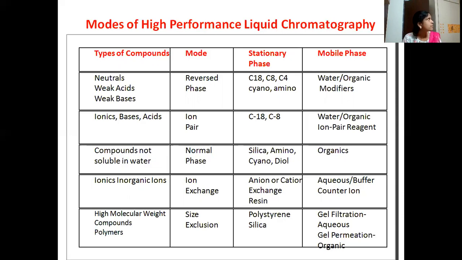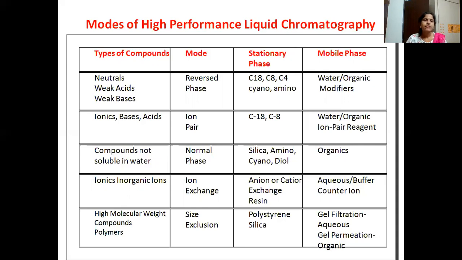Then compounds not soluble in water. There will be some compounds which are not soluble in water. For that, we can again go for normal phase, where the stationary phase is silica, amino, cyano, diol, and the mobile phases can be some organic compounds. Ionic, inorganic ions: whenever we have inorganic ions, the best method is ion exchange chromatography. Based on the sample that has to be separated, you can take either anion or cation exchange resin, and the mobile phase will be buffer solutions.